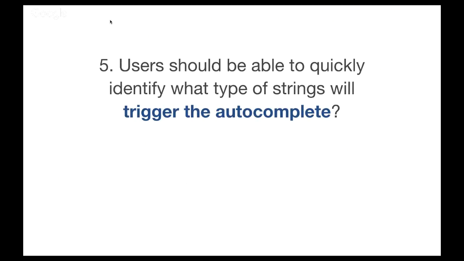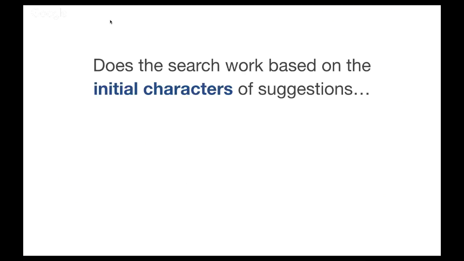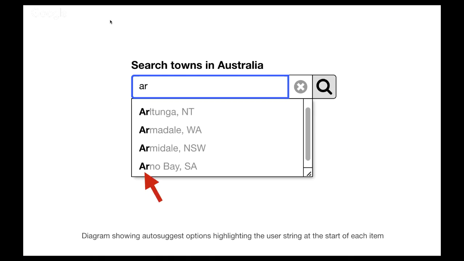Users should be able to quickly identify the string and how it's going to trigger the autocomplete. So, for example, does the search work on things like initial characters? In this example, again, we're typing in AR, and you can see very clearly in this diagram that AR is the first string down the bottom.